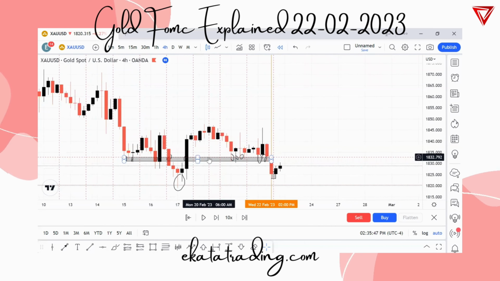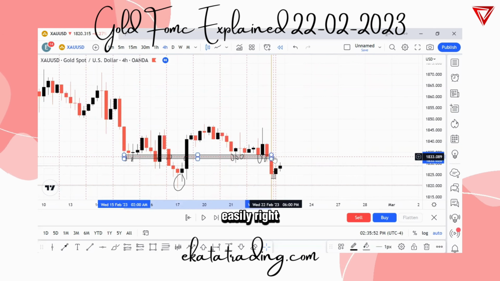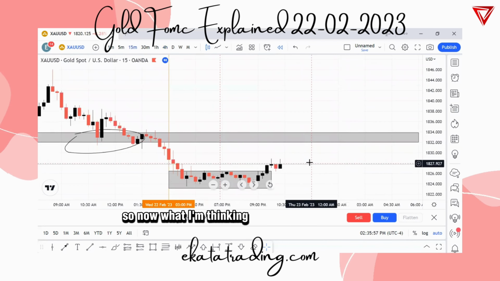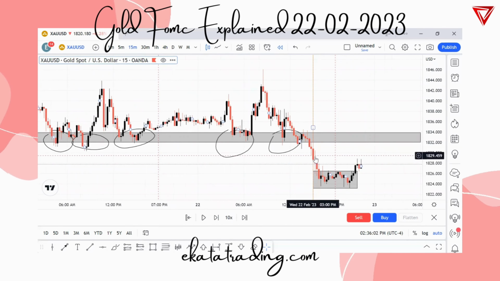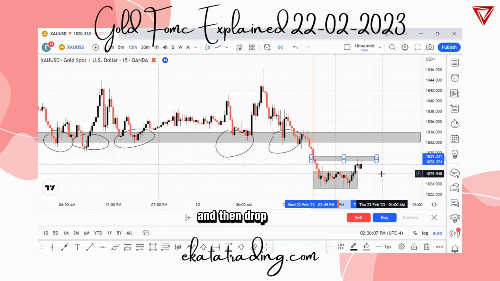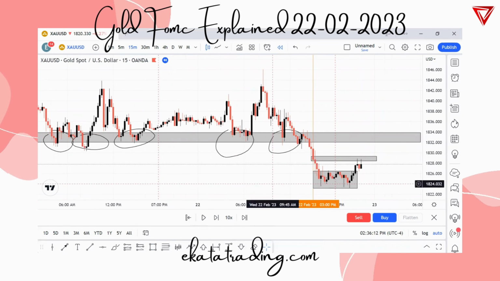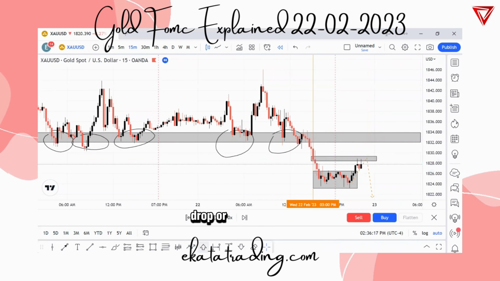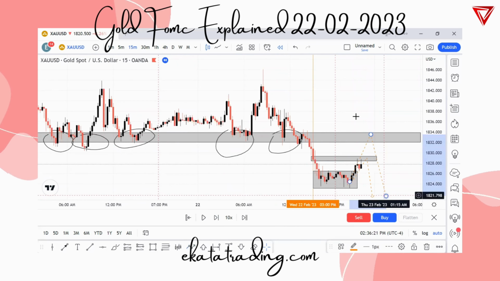So, this zone, you can easily move it up to, say, like there. Easily. All right? And you drag this out, and we monitor it. So now what I'm thinking is one of a few scenarios. You have scenario A, where it's going to come possibly right here, and then drop. Maybe. Or scenario B, it comes here. So that looks like this, where it's going to tap, drop. Or break out higher, tap, and then drop.